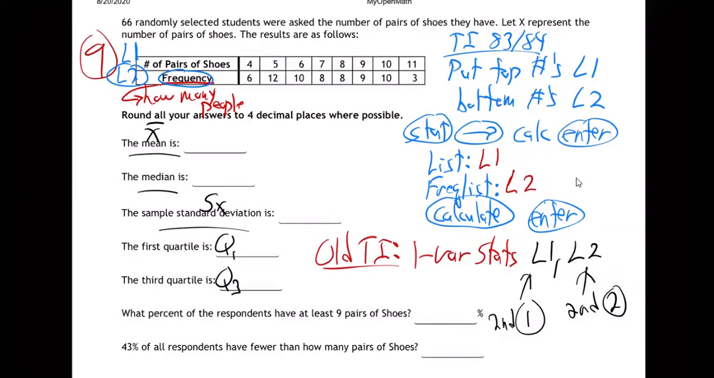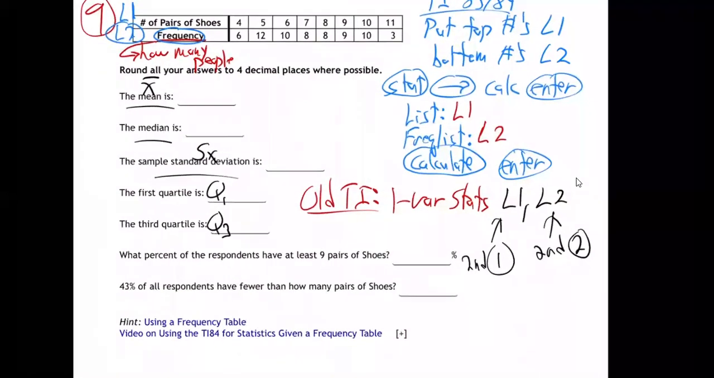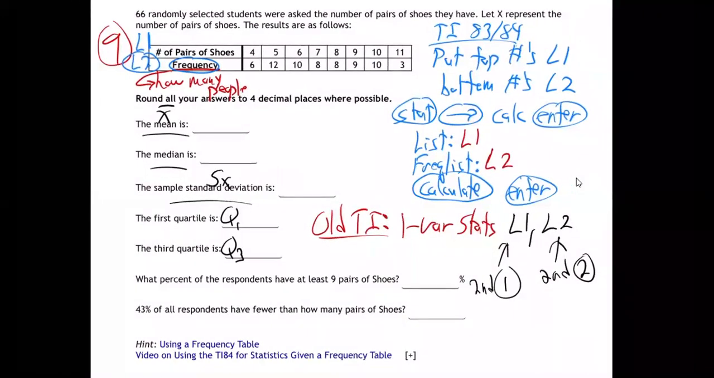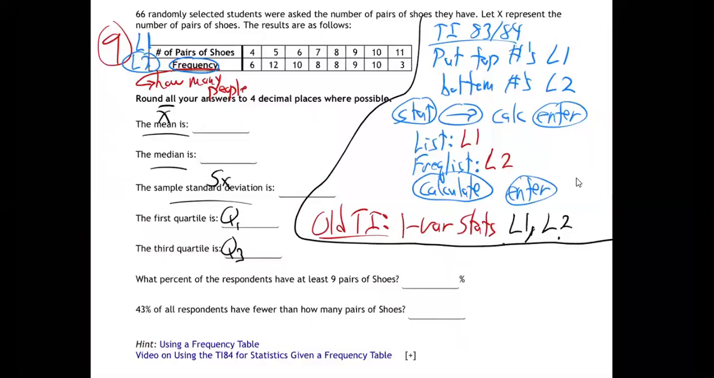I want to spend my time answering the last 2 questions, which I've noticed over the years are kind of tricky for students. I want to help you with those. So let's do those last 2. The rest is just put the data in L1 and L2, and you'll get the answers to all those other questions.